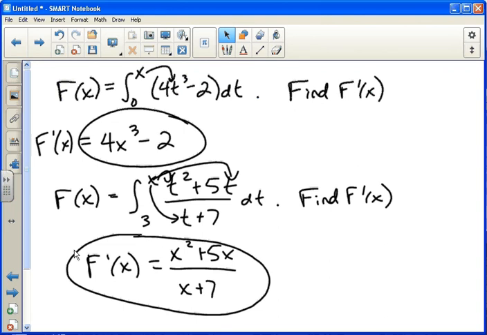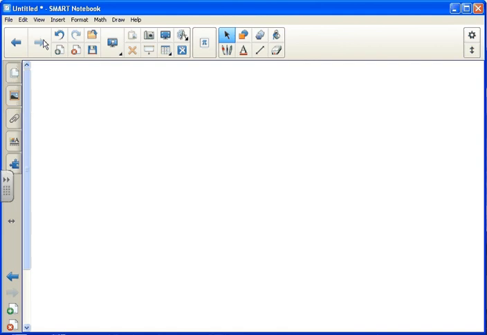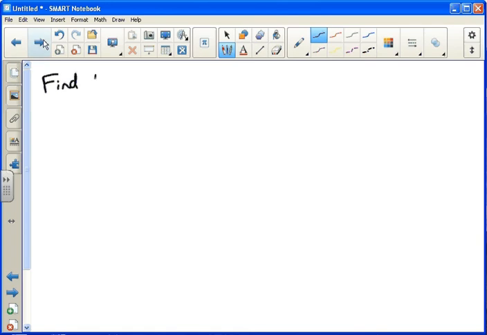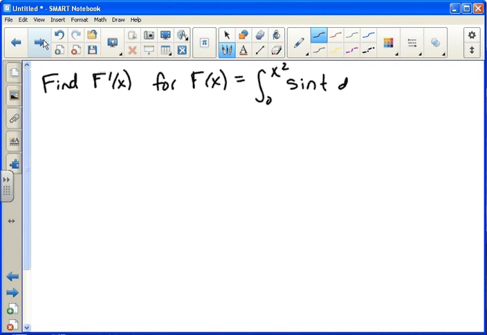Alright, but these can get a little harder. Let's, for example, try this one. Find f prime of x for f of x equals the integral from 0 to x squared of sine t dt. So you can probably tell what's going to make this a little more difficult, and that's the x squared in the boundary instead of just x. Okay, so let's actually do this one the long way, and hopefully that'll make it clear how we're going to do it with a shortcut, using the second fundamental theorem.